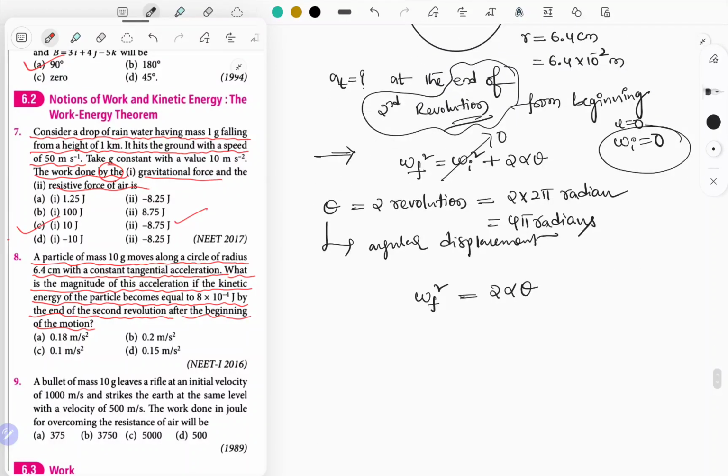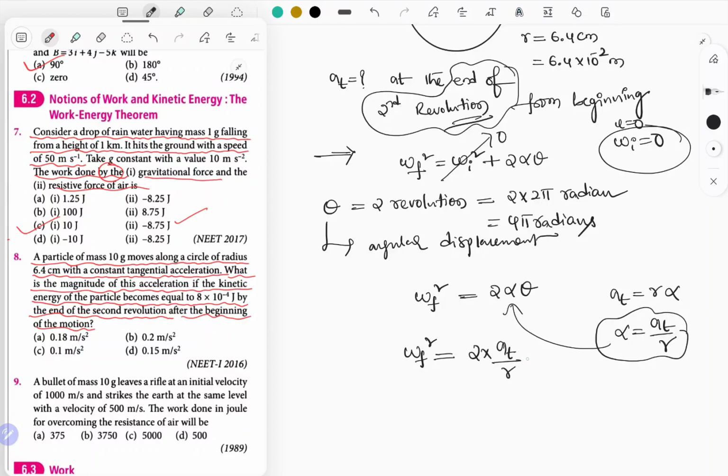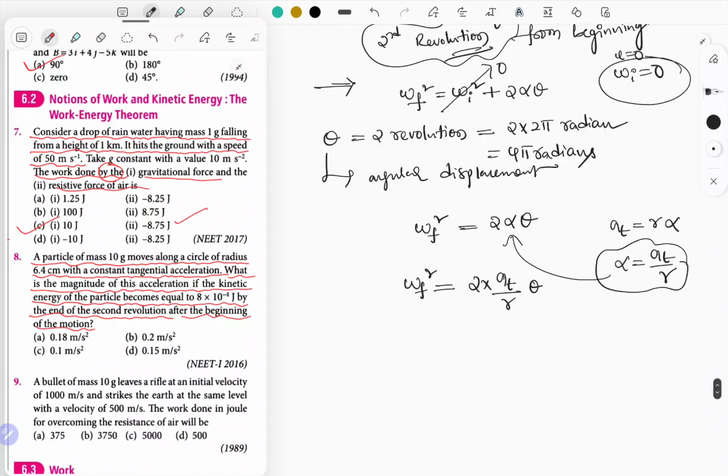Relation between tangential acceleration and alpha is at is equal to r alpha. Okay, so you can replace alpha with at divided by r. Let me substitute it here. Omega final square is equal to 2 into at, tangential acceleration, divided by radius, into theta. I'm just converting into whatever data that I know. So do I know omega final after 2 revolutions? I don't know. Then what should I do?